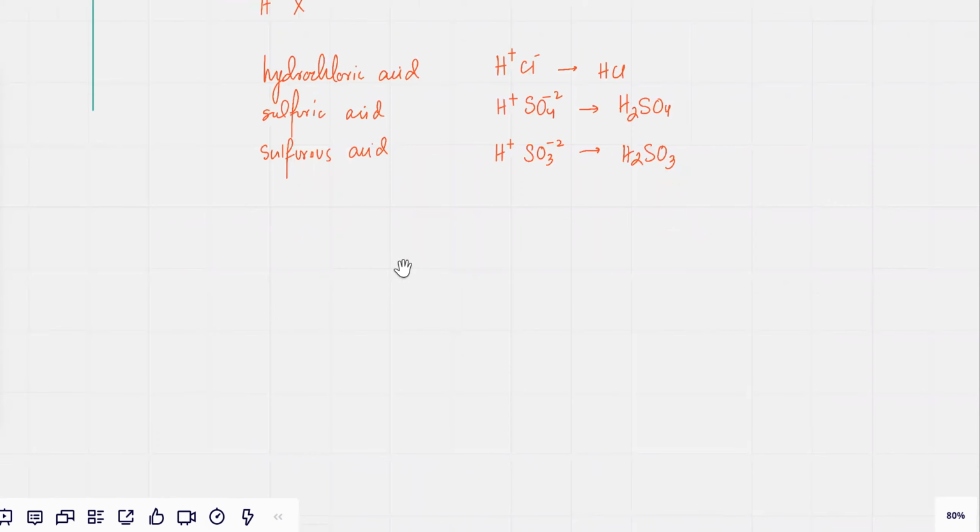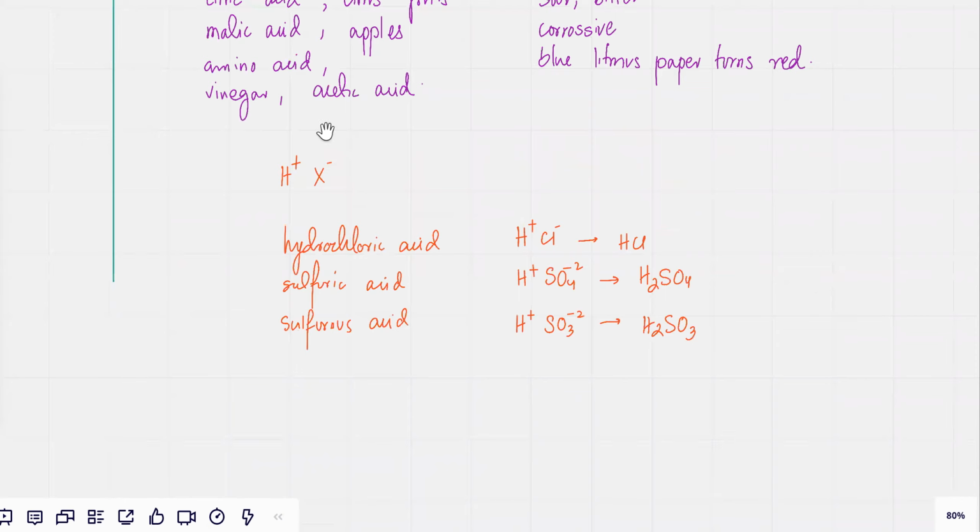So I told you that since every acid produces H plus ions, it's supposed to have these H plus ions. An acid is something that has H plus ions, and any positive ion would not exist alone. There's supposed to be a negative ion attached to it. So the formula of acids is very simple: you take any H plus ion and attach it with any negative ion. That would result in the formation of an acid.